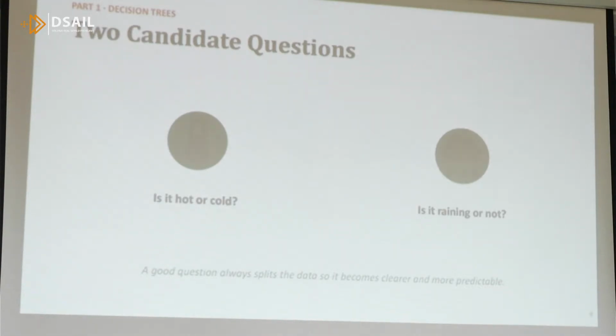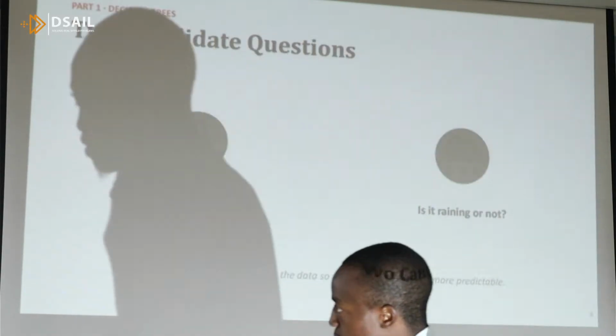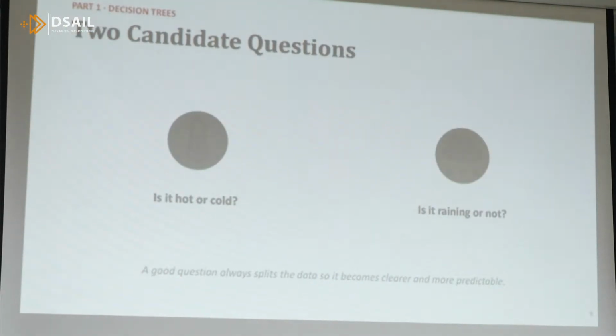The whole idea, as we have said, is that a good question splits the data so it becomes clearer and more predictable. So at each step, if the data set is mixed, if you have squares and circles, let's say 1, 2, 3, 4, 1, 2, 3, 4, 5, 6. So let me add a few. So we have like 11 samples here, and there are 2 classes.